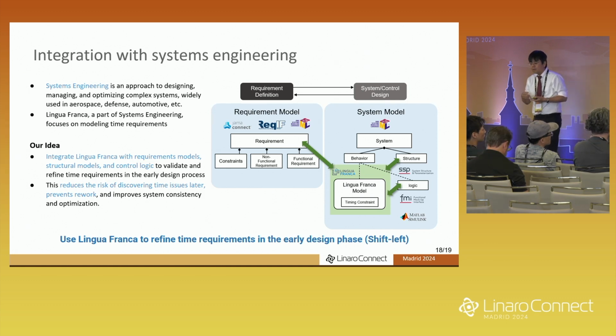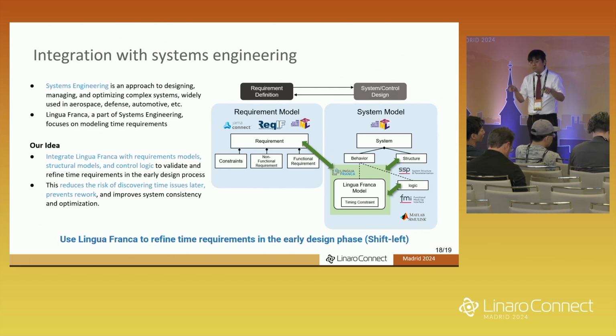we define more comprehensive requirements using a modeling tool or modeling language such as SysML. As a next step, in the system or control design process, we often use Simulink to make control logic. So a lot of modeling languages and modeling tools are used in systems engineering. As I explained so far, Lingua Franca takes a part of this systems engineering, but focuses on modeling the system structure and system timing, so not like a whole systems engineering.